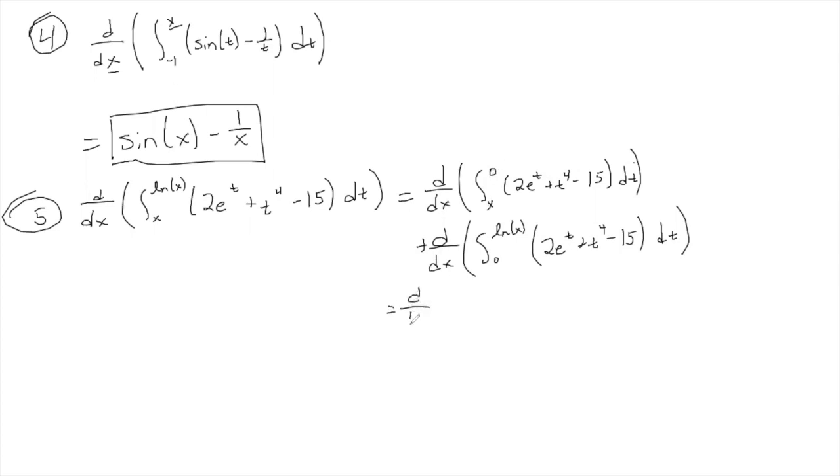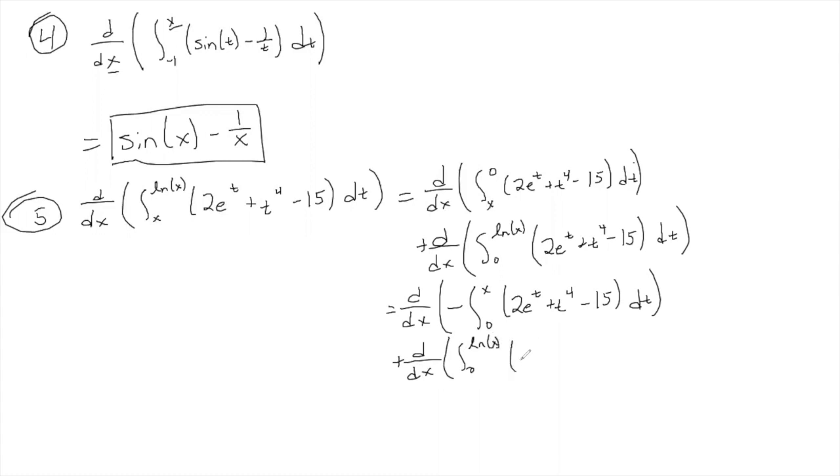So d dx, sorry, but I can put a negative here to flip the bounds. And now it looks like I'm in the right form. I have to do a little bit of a chain rule at the end, but that's not a problem.